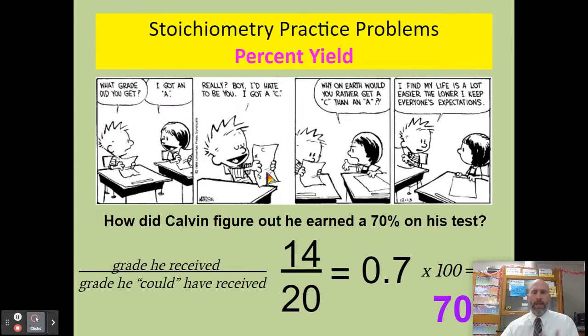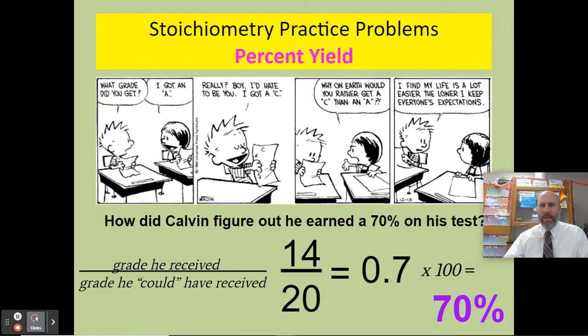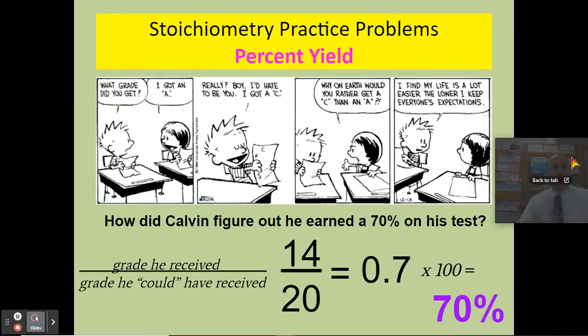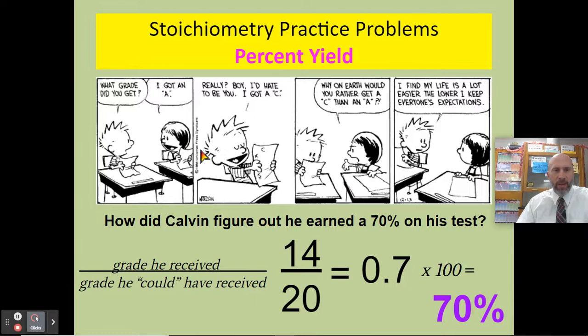All right, one more concept we want to touch on here, and that is percent yield. So what percent yield is, if you look at Calvin here, right? He said he got a C on his test, which he was happy with. But how do you figure that out? When you figure out a grade, you take the grade you got on the test, whatever score, and you divide it by what you could have gotten, the maximum possible score. So Calvin scored a 14. The test was worth 20 points. You divide that, you get 0.7, then you times 100, so 70%.